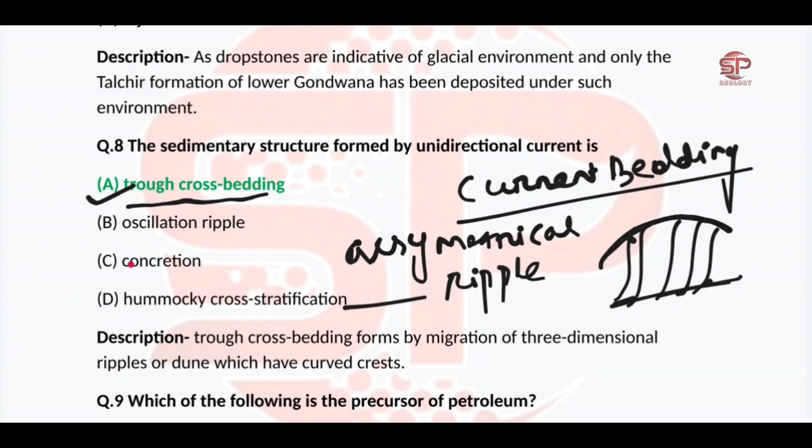Then oscillation ripple, it produces a wavy condition or to-and-fro motion condition where bidirectional condition persists, so it will be incorrect. Then concretion, it is a precipitation structure by chemical means, it is incorrect. Then hummocky cross stratification, it is produced by storm condition in shallow marine condition, and marine conditions are bidirectional, so it will be incorrect. So the answer will be trough cross bedding.